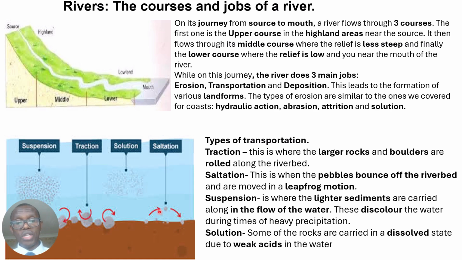Then we also have material that is being carried in suspension. These are smaller sediments in comparison to the boulders and pebbles, the finer material that can be carried along in the flow of the water. It's light enough to be carried in a suspended state, and this is the material that normally causes the water to look very discolored during times of heavy rainfall, because the river has a lot more energy and is likely to be carrying a lot more material that it has eroded. So that will be carried in suspension.